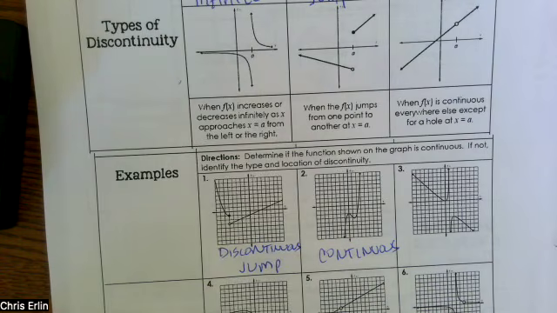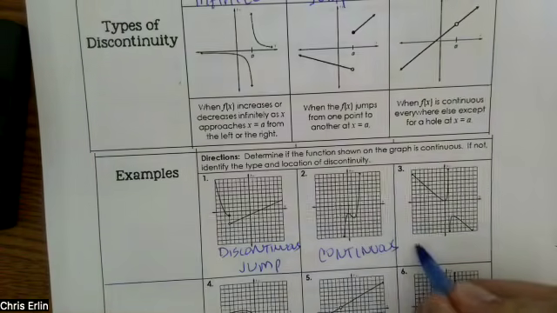What about number 3? Take a moment, talk to your neighbor, see what you come up with. Go. I heard a bunch of people say it. This is discontinuous and what type? Infinite. Good.